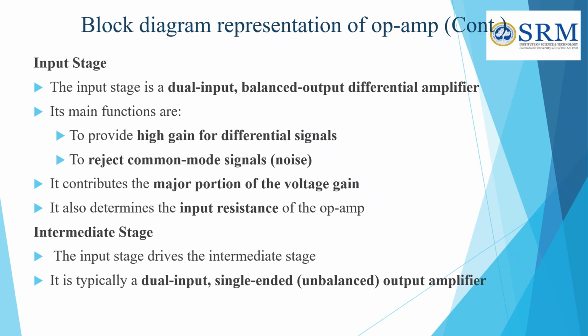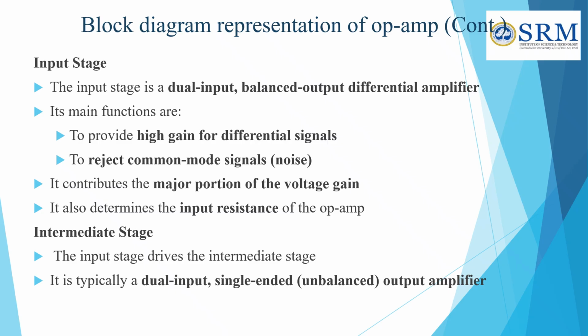The block diagram representation of the op-amp we can see in detail. The first stage of an op-amp is the input stage, which is a differential amplifier. It takes two inputs and produces an output based on the difference between them. Its main job is to amplify the difference signal and reject unwanted common signals like noises. This stage provides most of the voltage gain and also determines how much input resistance the op-amp has.